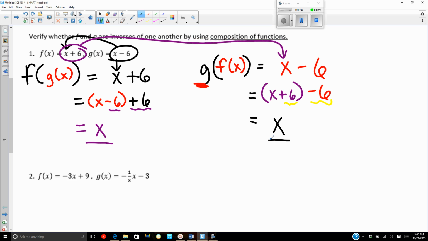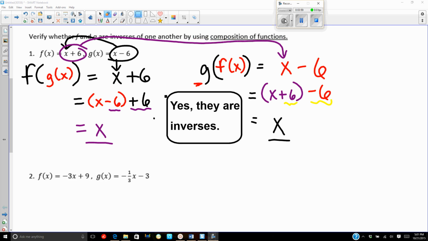So both of these mean they're symmetric across the line y equals x. But ultimately, there's a yes or no question. So the answer to this is yes, these functions are inverses. So that's our answer to number 1.